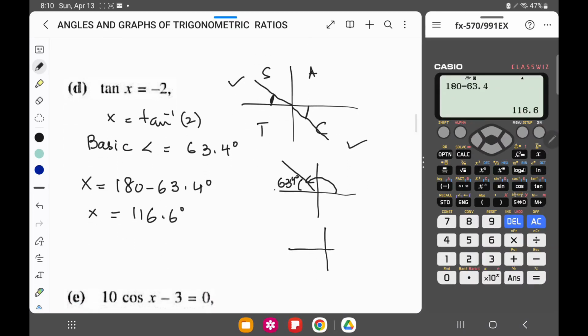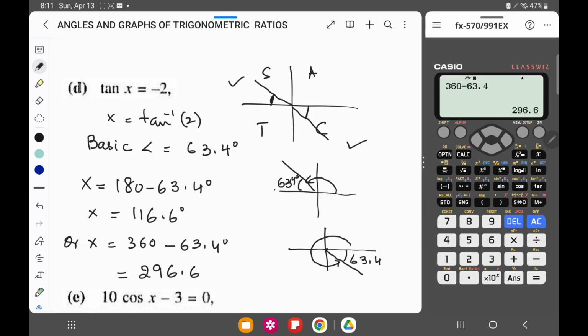And for the second answer, I'm drawing here the fourth quadrant, where only cos is positive, tan is negative. So your basic angle was 63.4. All right, so x is equal to 360 minus 63.4 degrees. 360 minus 63.4, and that comes to 296.6 degrees, which shows it's in the fourth quadrant. So this is one answer, this is the other answer.